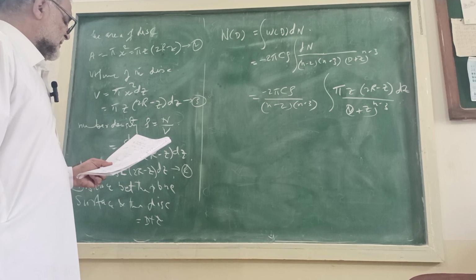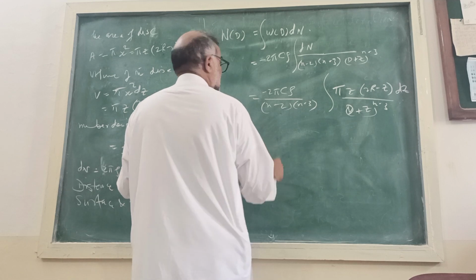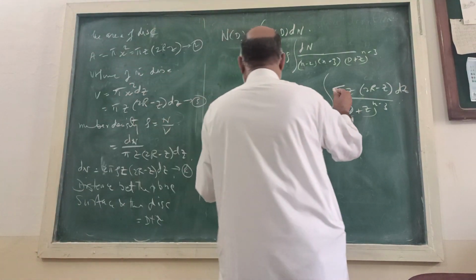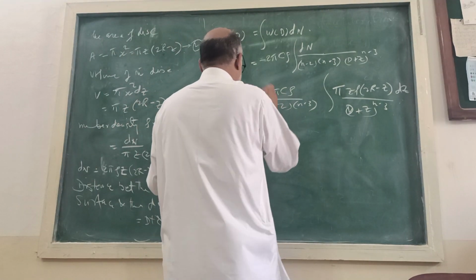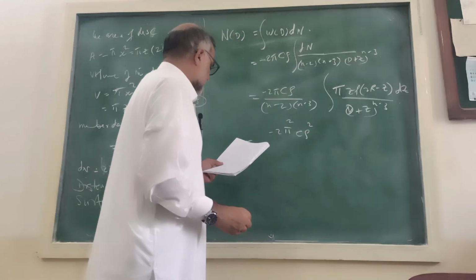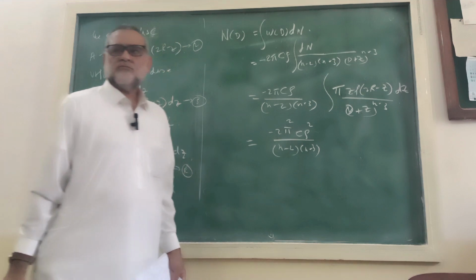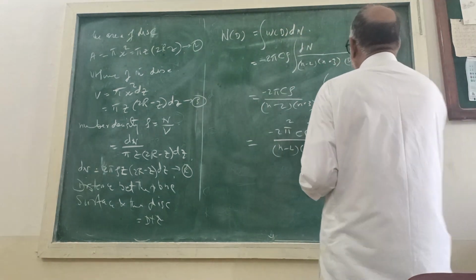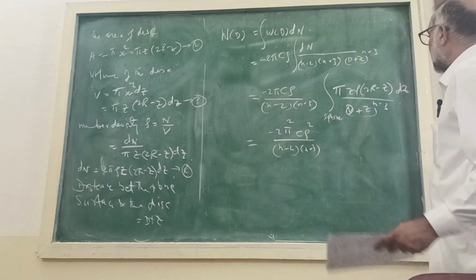It will be rho squared, right? Yes, rho squared remains, since rho was already present. So that was minus 2 pi squared c rho squared over (n minus 2)(n minus 3), and this is the integration over the sphere.